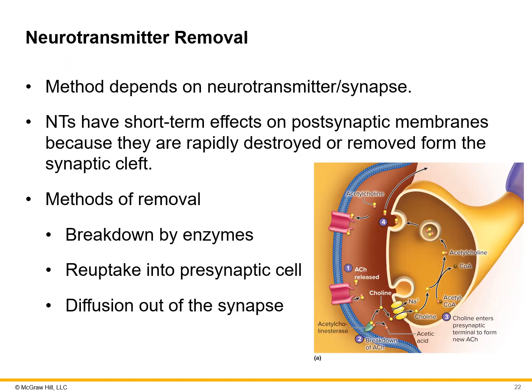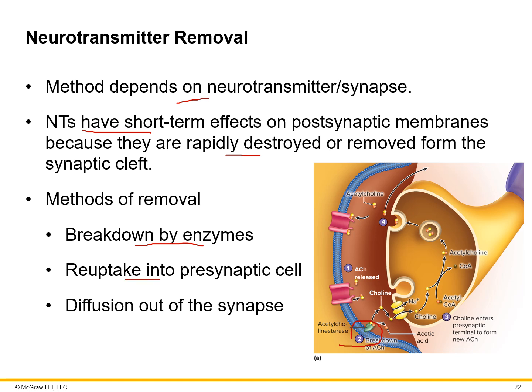So what happens once the neurotransmitter is released? Well, it very quickly needs to be removed so that the cell knows whether to keep responding or to end the response. So the method of removal depends on the neurotransmitter. We're not going to go through every neurotransmitter. Acetylcholine is shown here as an example. But again, the effect needs to be short-lived, so they're rapidly destroyed or removed. And there are three ways to get rid of them. One is enzymatic breakdown. This is showing an enzyme here that would break down acetylcholine in this case, or a neurotransmitter, to make it inactive.